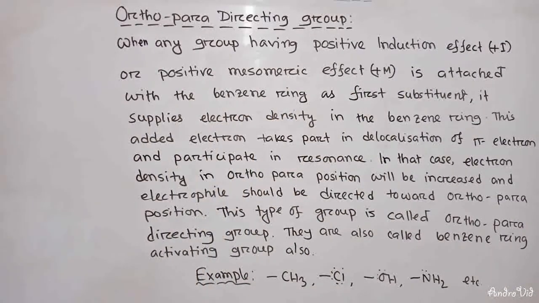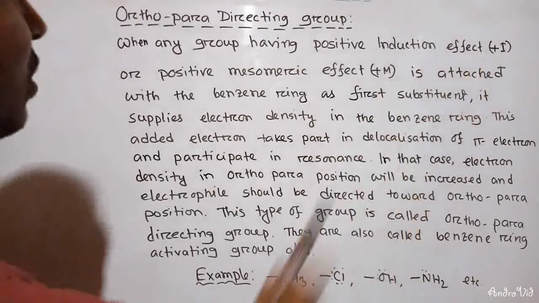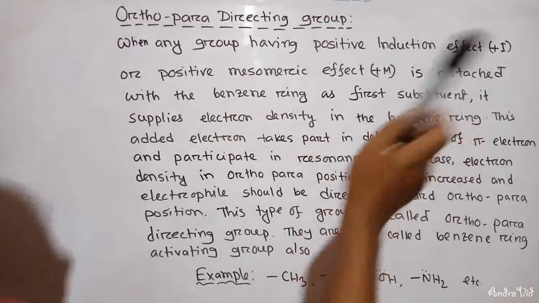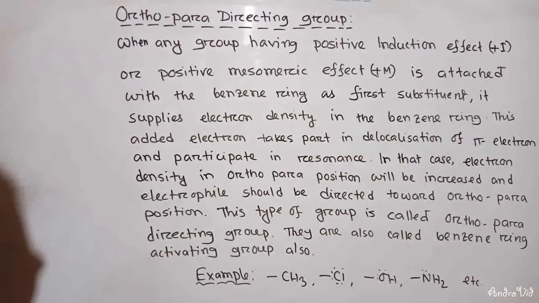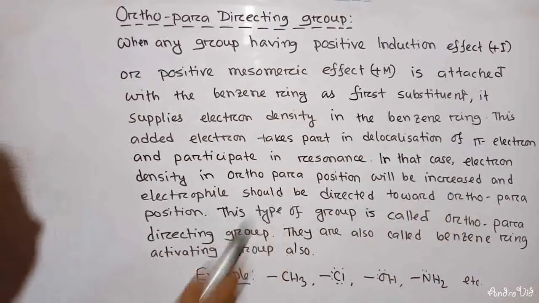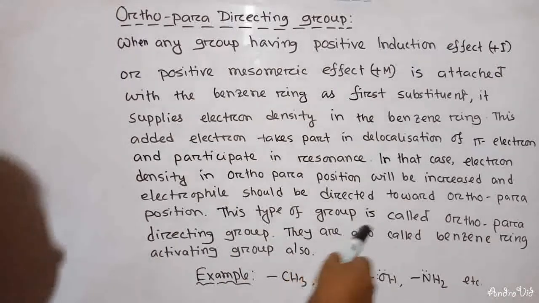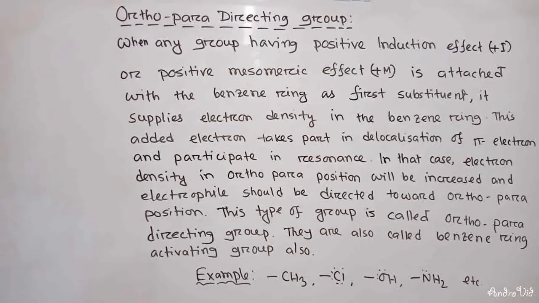ring as the first substituent, it supplies electron density to the benzene ring. This added electron takes part in delocalization of pi electrons and participates in resonance. In that case, electron density at the ortho para position will be increased and the electrophile will be directed towards the ortho para position. This type of group is called an ortho para directing group, and these are also called benzene ring activating groups. Okay, so what is an ortho para directing group?